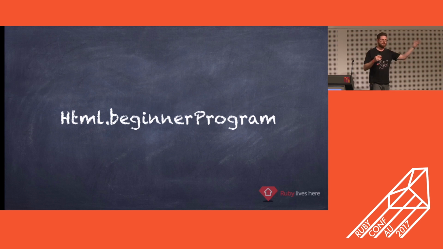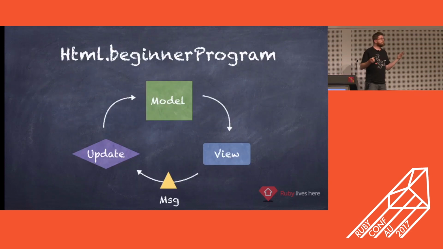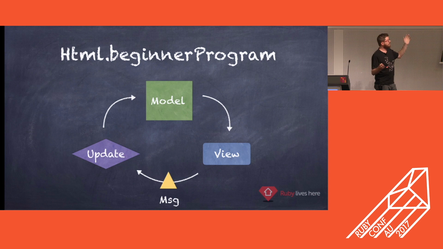So you can't talk to HTTP, and you can't talk to external JavaScript. But other than that, if your app is entirely contained in the browser, like maybe a to-do list or a game, you can use beginner program and never have to change to the other one. So what does beginner program look like? Elm applications are basically made up of 4 components, and that's basically all you need.